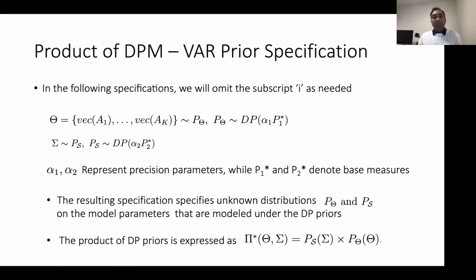And so, getting into a little bit of math notation here, we'll omit the subscript i as needed. i typically denotes the subject index. If I denote as script theta these autocovariance parameters across k lags, then these autocovariance parameters follow a Dirichlet process, and these covariance parameters follow a separate Dirichlet process, right? And then the resulting prior on the parameter space is pi star, which is given by a product of these two different priors, one for the autocovariance and one for the variance.